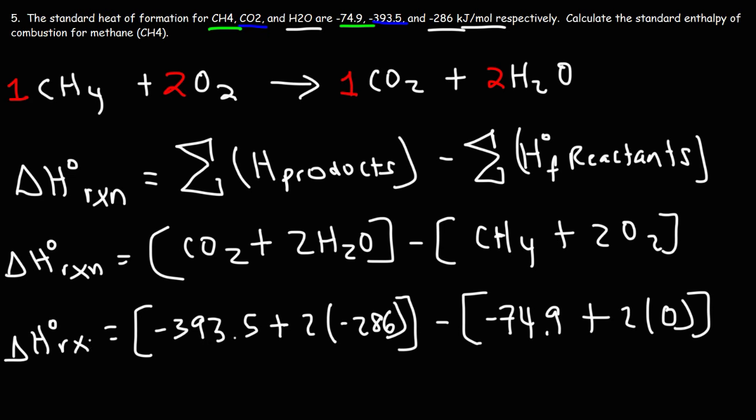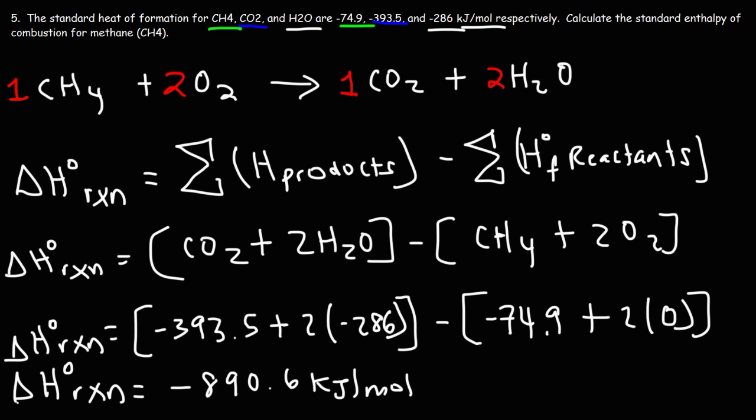So now we just got to plug in these numbers. So it's going to be negative 393.5 plus 2 times negative 286, and then plus 74.9. So you should get negative 890.6 kilojoules per mole. So that's the enthalpy of the reaction. And the way the reaction is written is equivalent to the combustion of methane. So this is also equal to the enthalpy change for the combustion of methane.